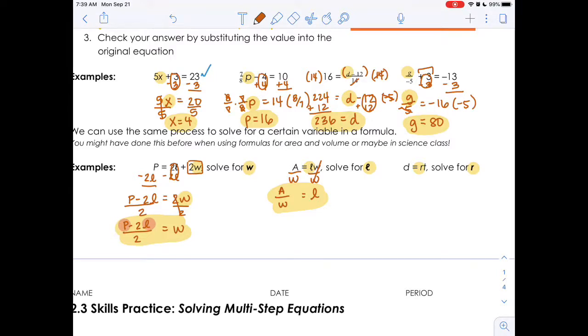Once again, I just have rate times time. To undo times, I'm going to divide by T. I don't want the T over here, so these will cancel. So I'm left with R equals, if I divide by T there, I'm going to divide by T here. R is equal to the distance divided by the time. So that's how I can easily solve for the rate.